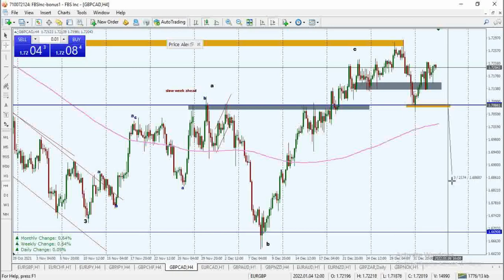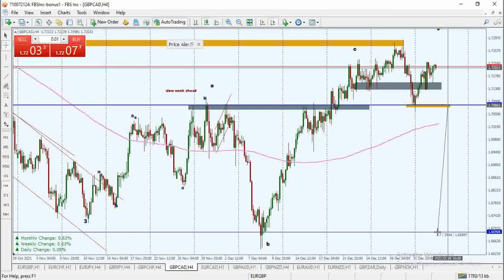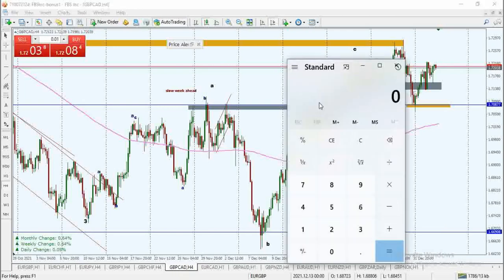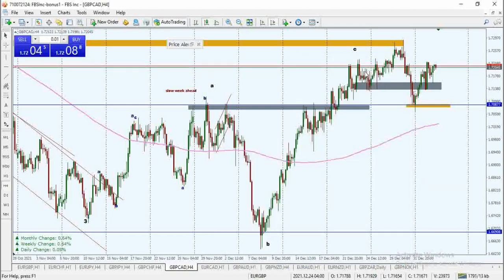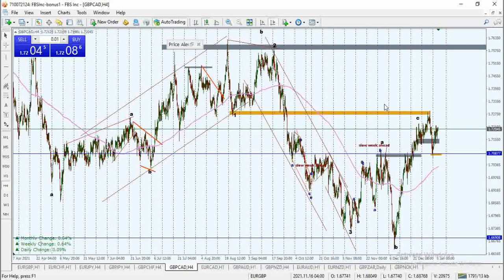All right, and I'm going to be looking at a target of 390 pips. So I'm going to be risking 160, and to target 395. Okay, 395. So let's look at that. 395 divided by 160, we're going to be looking at a risk to reward of 2.4. Okay, a 2.4 risk to reward trade. That's going to be a very nice TP for a TP1.